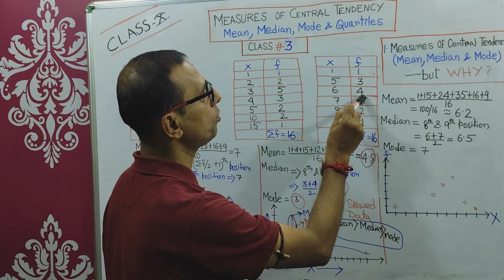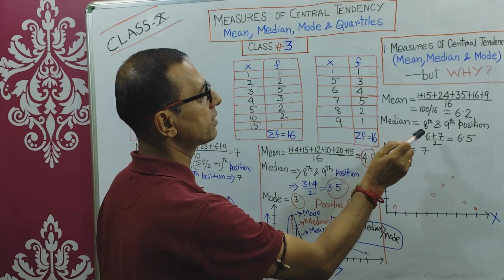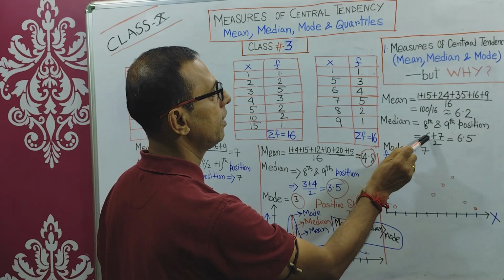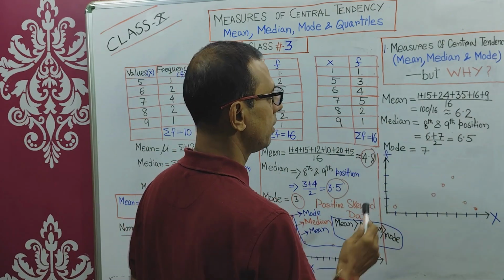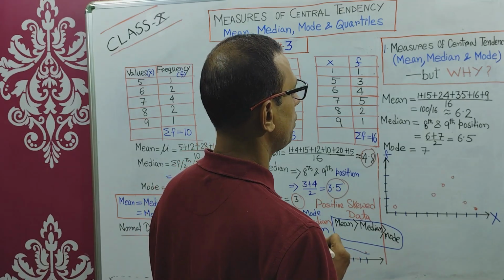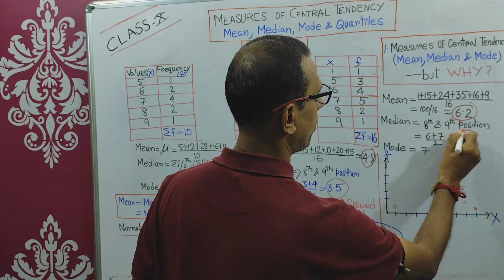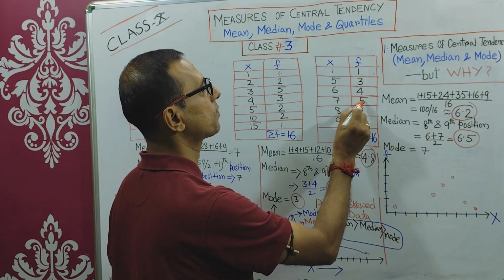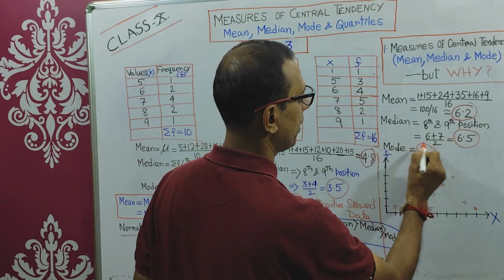And from the 9th to 13th position, it is 7. That means the 8th position observation value is 6 and the 9th position observation value is 7. So 6 plus 7 by 2 is 6.5. So your mean is 6.2, your median is 6.5. And what is the mode? Maximum frequency is 5, for which observation? That is 7. So mean, median, and mode is 7.